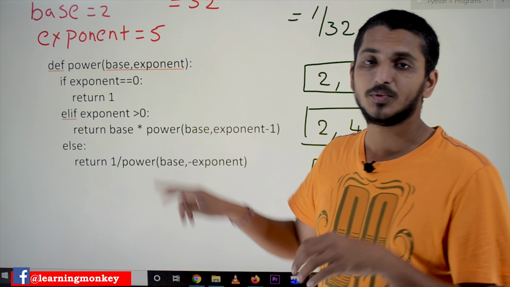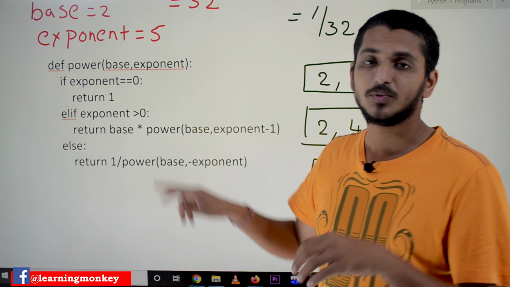Let's try to understand. If exponent is equal to 0, we return 1. Whenever the condition is satisfied, exponent equal to 0, return 1. The logic we use here is that 2 power 5 means 2 into 2 into 2, how many times? 5 times. So we keep on reducing the exponent value till we get 0. Whenever the exponent is 0, stop. That is the condition we are maintaining here. So if exponent is equal to 0, we return 1.